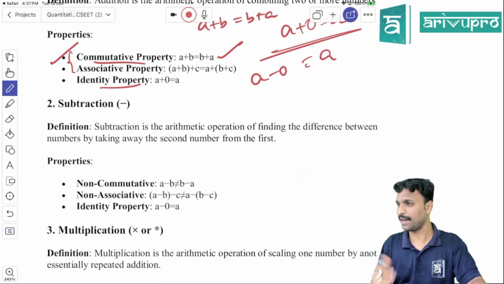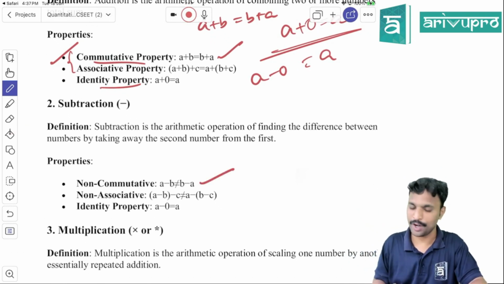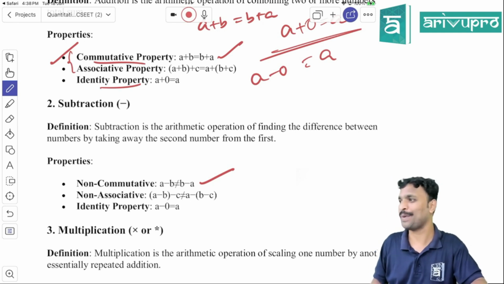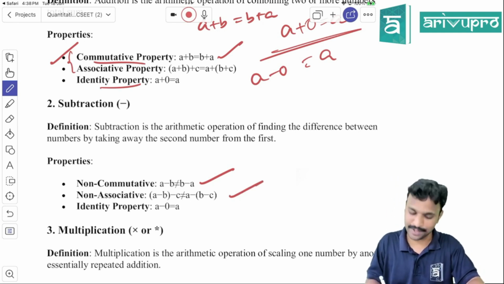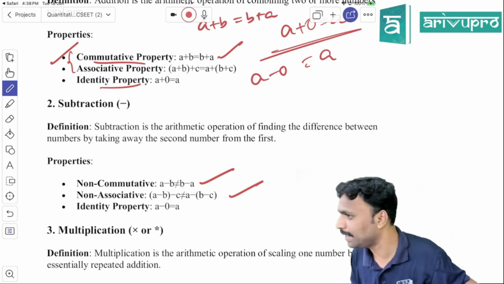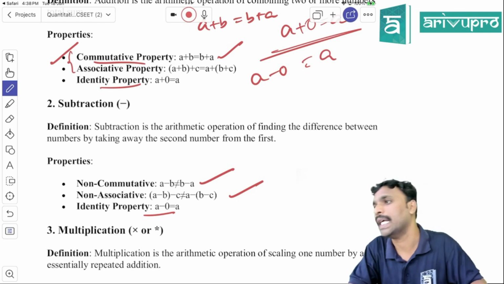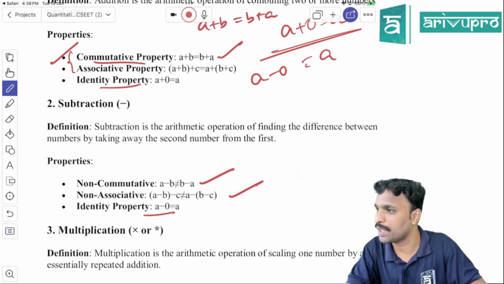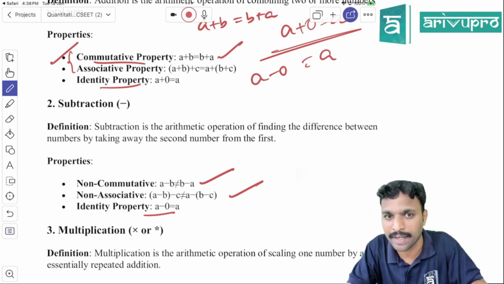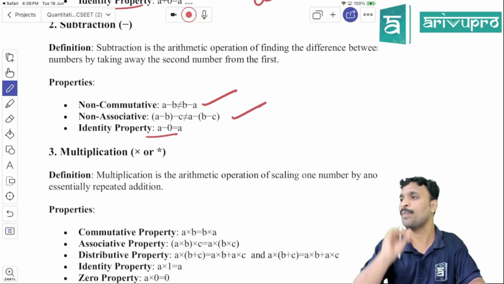Now, subtraction I already spoke about. It's non-commutative because the commutative property doesn't hold. It's non-associative because the associative property doesn't hold. But the identity property will hold. A minus 0 is A only. Purida? Understood? Clear? Pakka? Now multiplication.